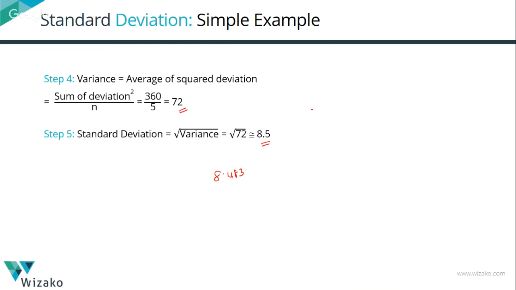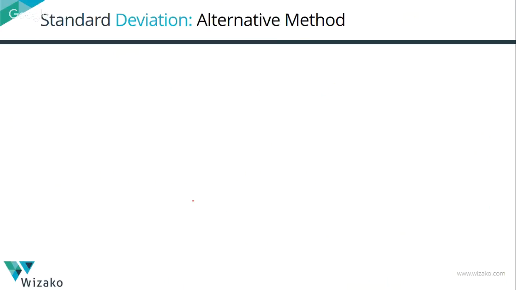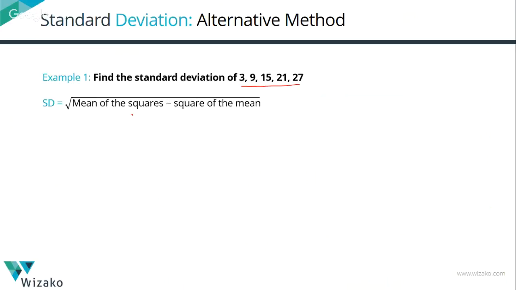As I mentioned, this is method 1 of computing the standard deviation. Method 2, there is another method to compute the standard deviation. Know that method, pick the one that suits you. I'm not going to change the example. Let's stick to this example and compute it. The second method runs on this formula. Standard deviation is equal to mean of the squares minus square of the mean. Let's see how it works out.